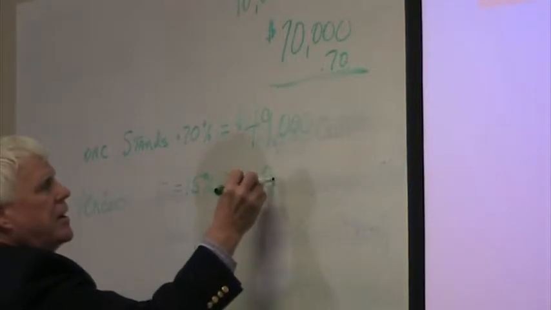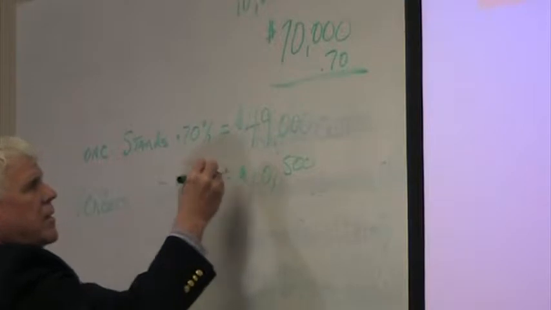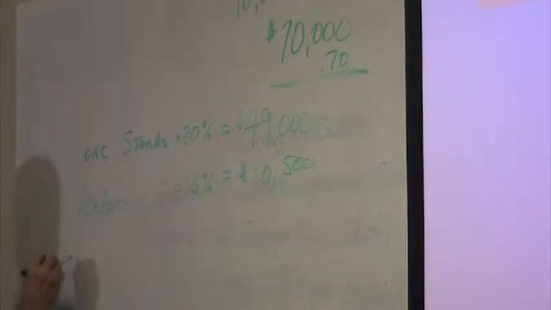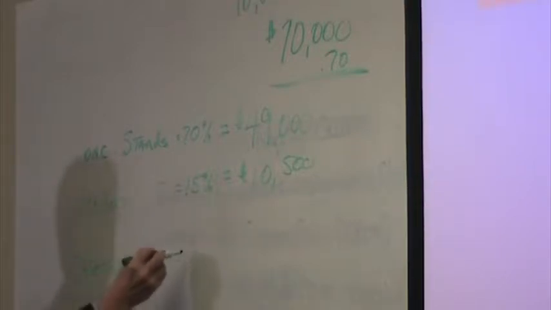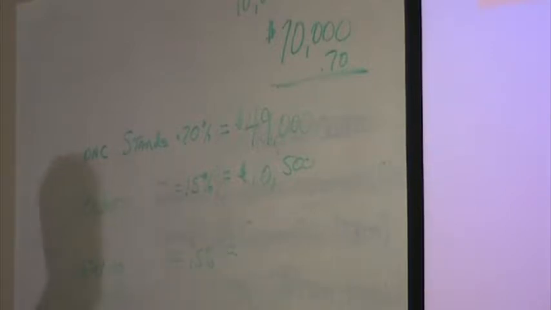$10,500. Okay? And then let's just say we're going to have some catering or picnics, specialty catering, and that's going to be 15%. What does that total out? 10,500.